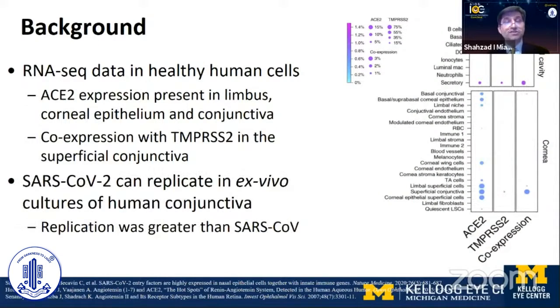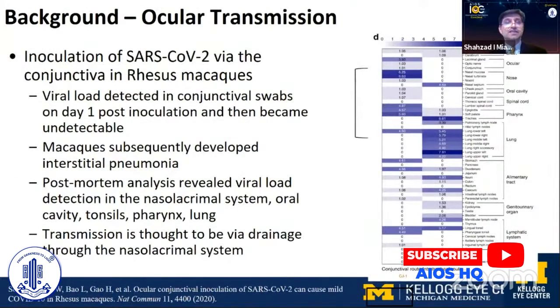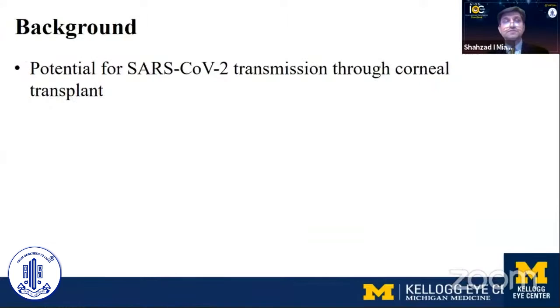SARS-CoV-2 can replicate in ex vivo cultures of human conjunctiva, and this replication seems to be greater than the first SARS-CoV virus. An interesting study looking at risk of transmission inoculated SARS-CoV-2 in the conjunctiva of rhesus macaques. The viral load was detected in the conjunctival swab on day 1 post-inoculation and then became undetectable. The macaques went on to subsequently develop interstitial pneumonia, and post-mortem analysis revealed viral load detection in the nasolacrimal system, oral cavity, tonsils, pharynx, and lung. The hypothesis here is that the transmission is thought to be via drainage through the nasolacrimal system.